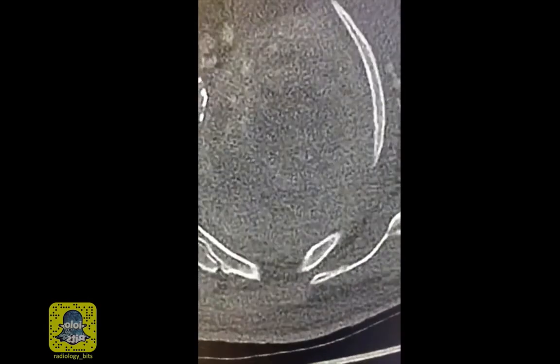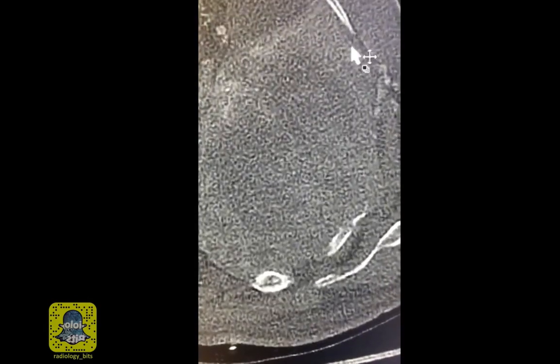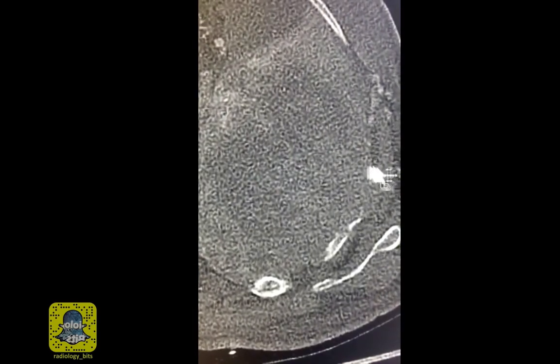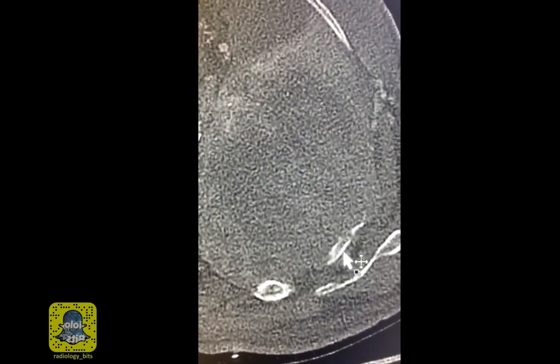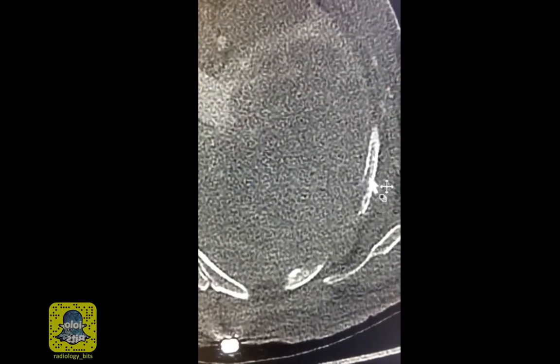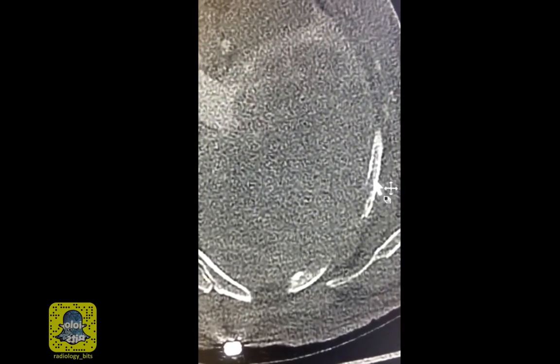This is normal here. However, if you continue anteriorly, you notice that the rib is lost. You lose the cortex and medulla. See how the cortex is eaten up and there is a soft tissue component that extends into the bone here.